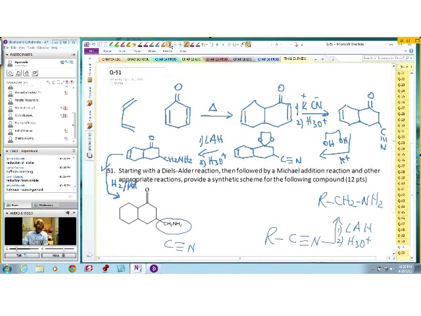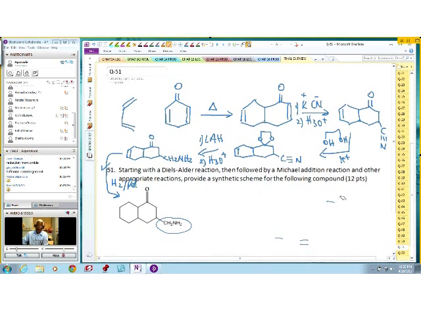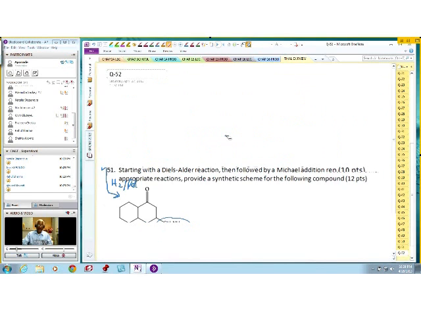If you all see that, give me a happy face. Okay, very good. So keep in mind when you get to synthetic design, you begin to use your knowledge of those reagents. Use your knowledge of those reagents. Okay, let us go to the next one.